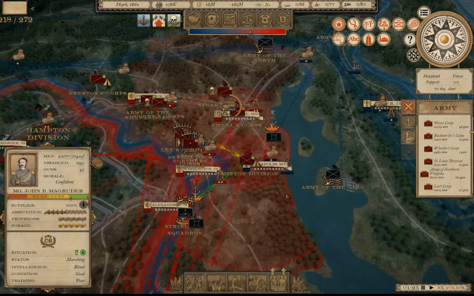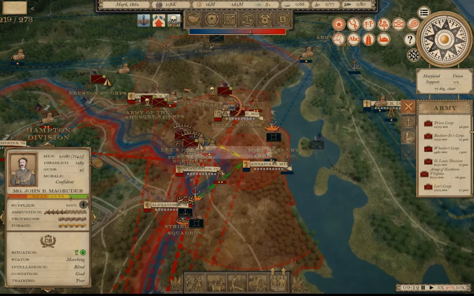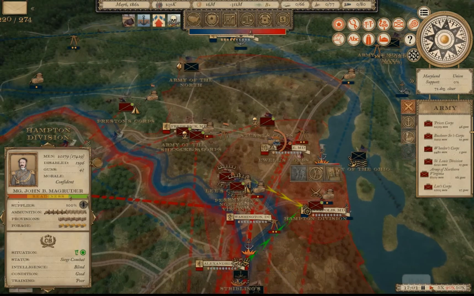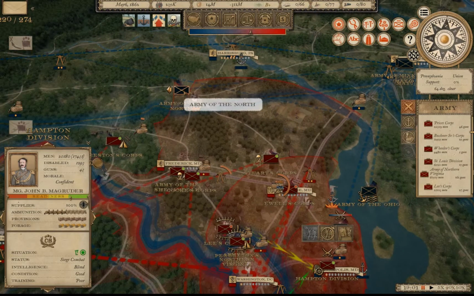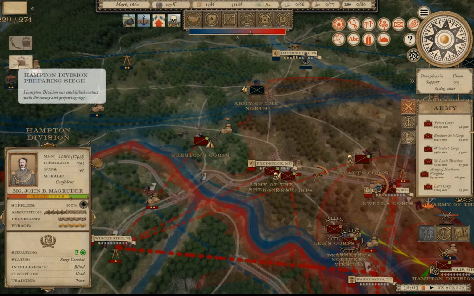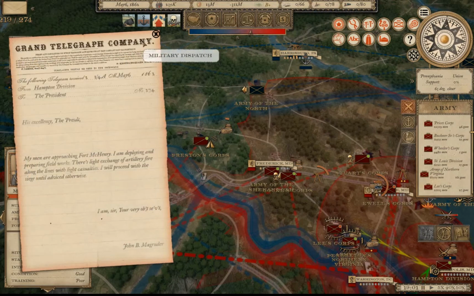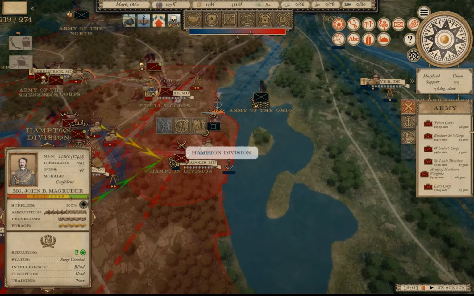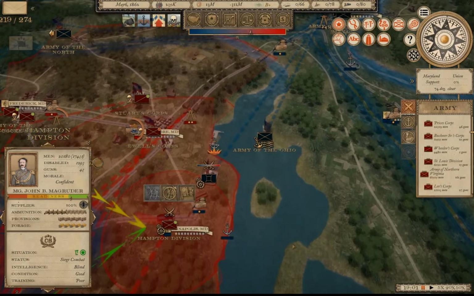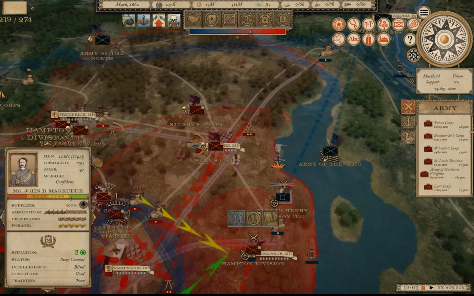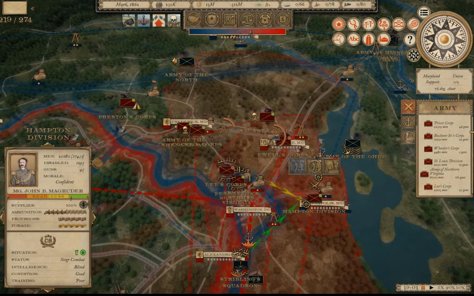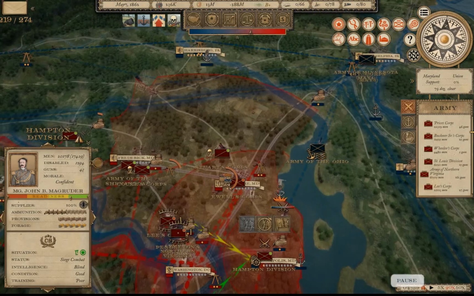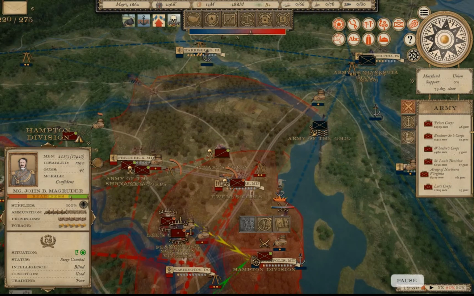All right, let's see how Magruder can take Annapolis, although there's a lot of movement going on westward now. Army of the North moving west. Hampton's division preparing siege, that's over here. Magruder's corps is named the Hampton Division. Looks like they are laying siege to Fort McHenry. We'll let Magruder get in position and then maybe auto-resolve that fort siege.